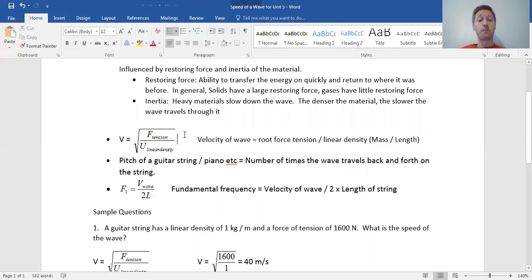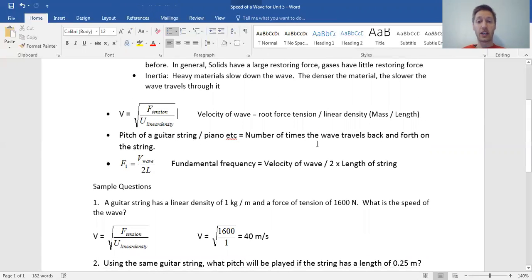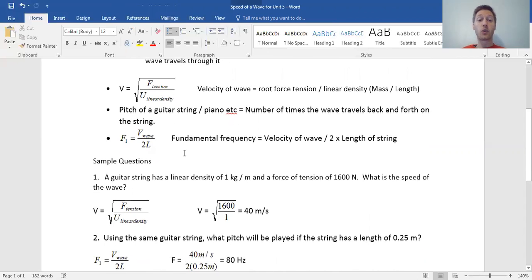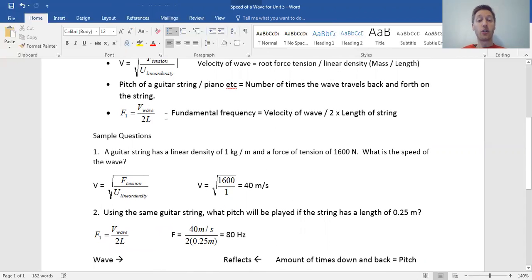Now, to connect this to the pitch, when you think about the pitch actually played, it comes down to how many times the wave reflects. What's going to happen on a guitar string is the wave's going to travel down to one end and bounce back. And the number of times it does this per second would be the pitch. So again, how many times per second does it go back and forth? Because we have to go twice the length, the actual note heard, the fundamental frequency, denoted by f here, depends upon the speed of the wave and how long the string is.